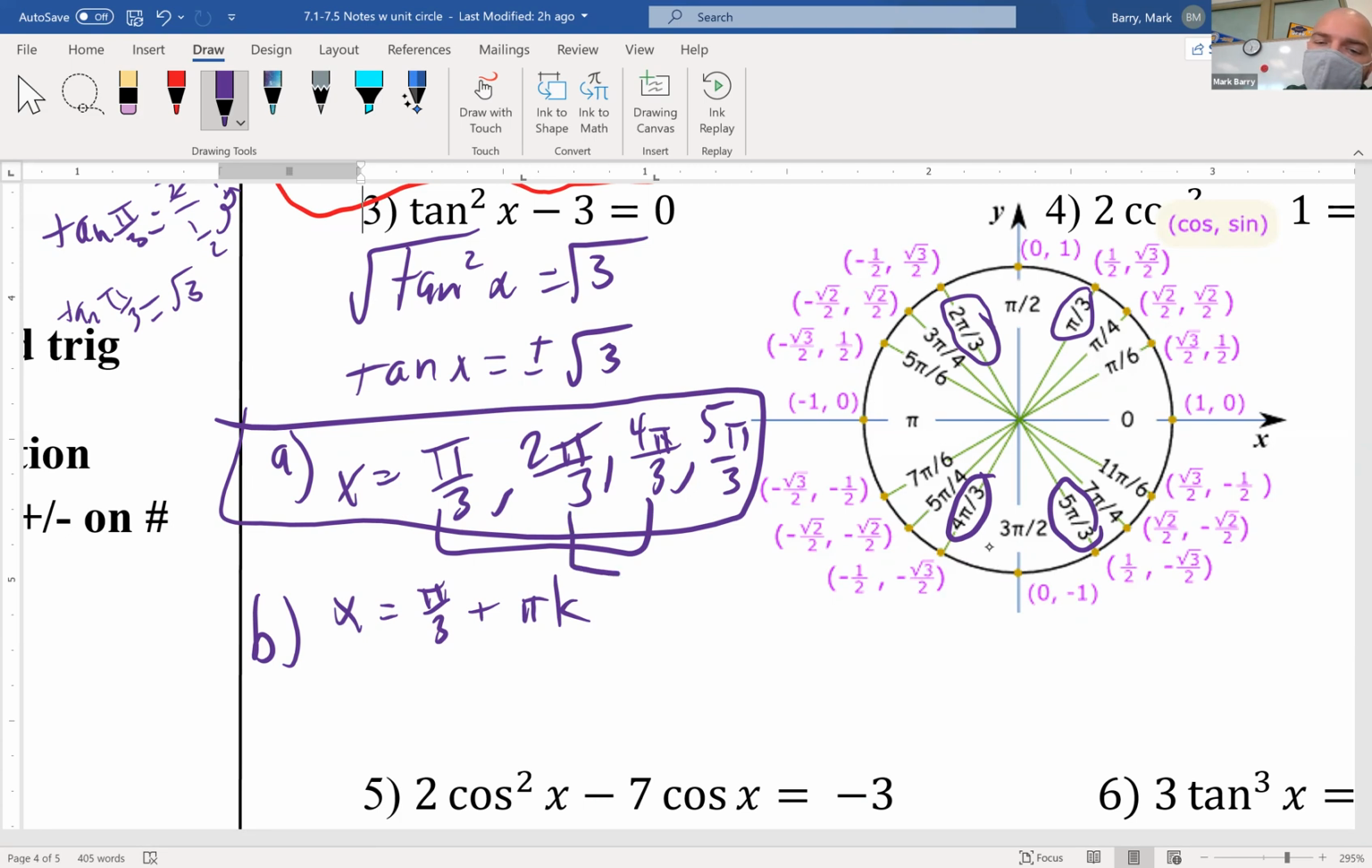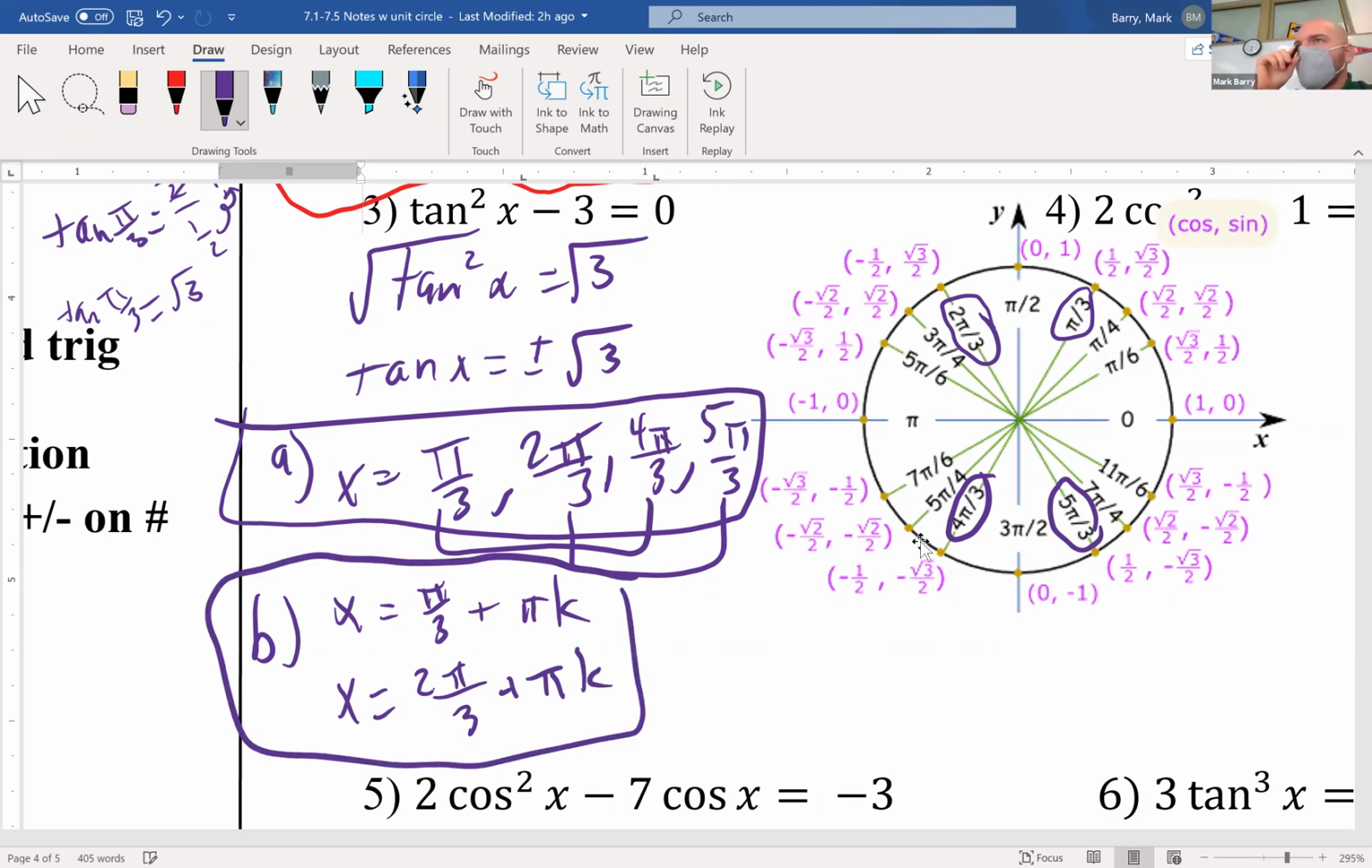Then I have another set of diameter buddies here: 2 pi over 3 and 5 pi over 3. So once again, I just write the first one plus pi k. My first formula covers pi over 3 and its diameter buddy 4 pi over 3. My second one covers 2 pi over 3 and its diameter buddy 5 pi over 3. Boom. All right.